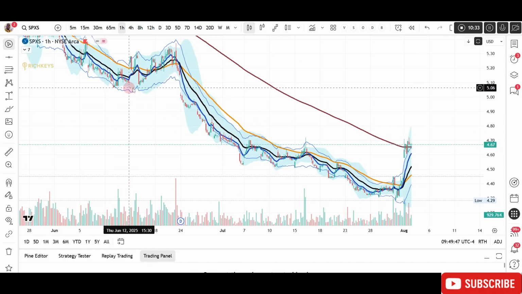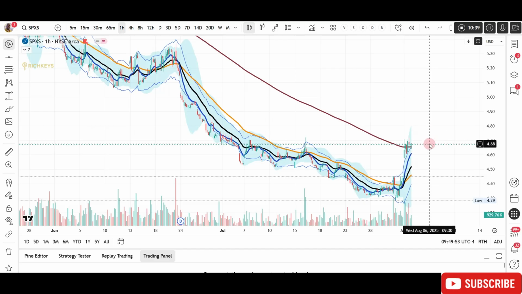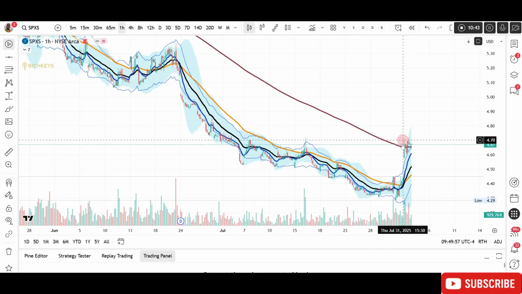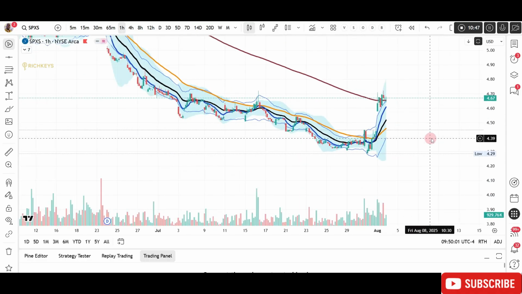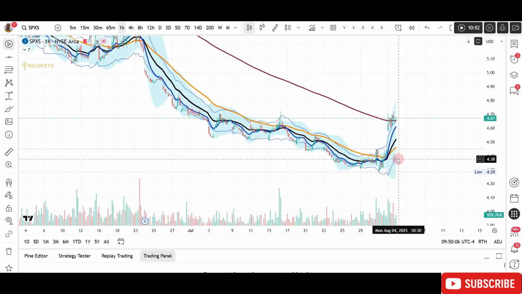Potential target for this, you could probably ride it up to about 510 thereabout, and just track the moving average as your benchmark. Anytime you get a reversal, you could get out, because these are ones that we don't buy and hold for the long term.